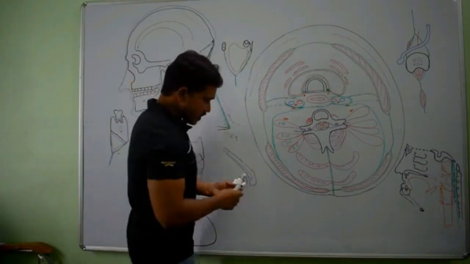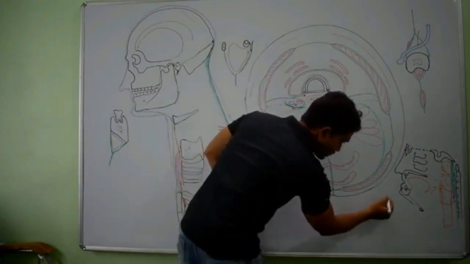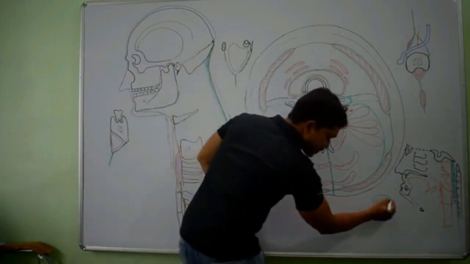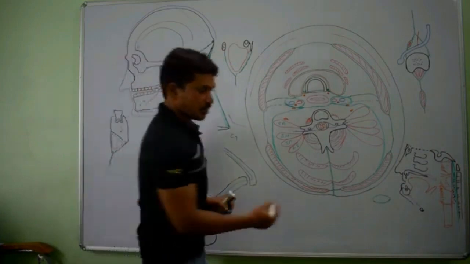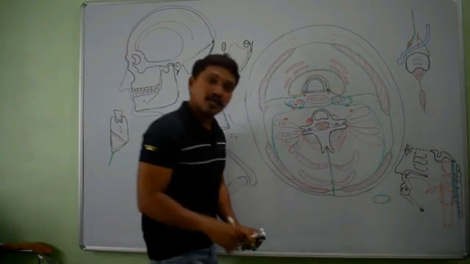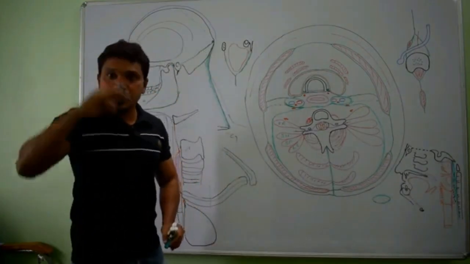So if you take the carotid sheath, see here, this is the carotid sheath. The anterior layer of the carotid sheath is formed by what? Pretracheal layer. The posterior layer of the carotid sheath is formed by the prevertebral layer, right? And from where to where is it extending?